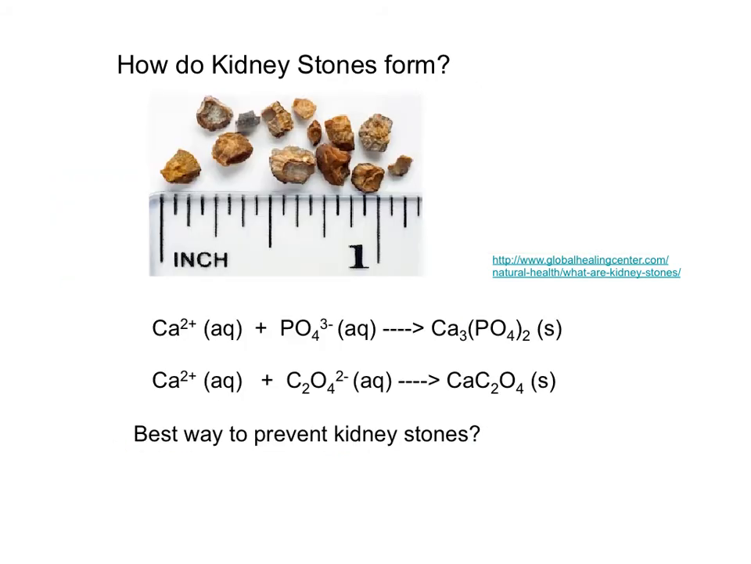So here's how kidney stones form. Calcium, which is an important ion in our body, can either combine with phosphate to form insoluble calcium phosphate, or it can combine with oxalate to form insoluble calcium oxalate. All the oxalate ions are found in foods such as spinach. The best way to prevent kidney stones is to drink a lot of water.